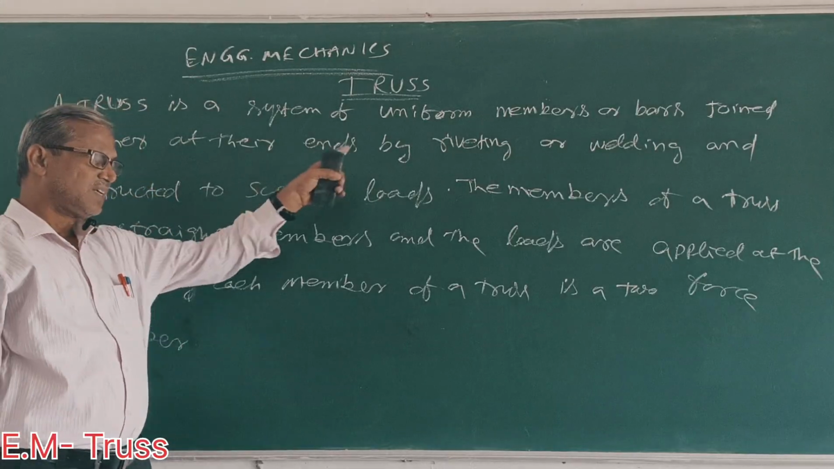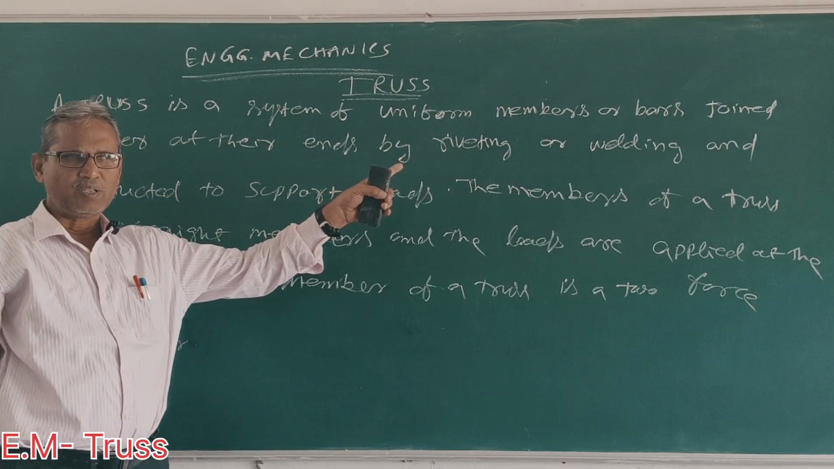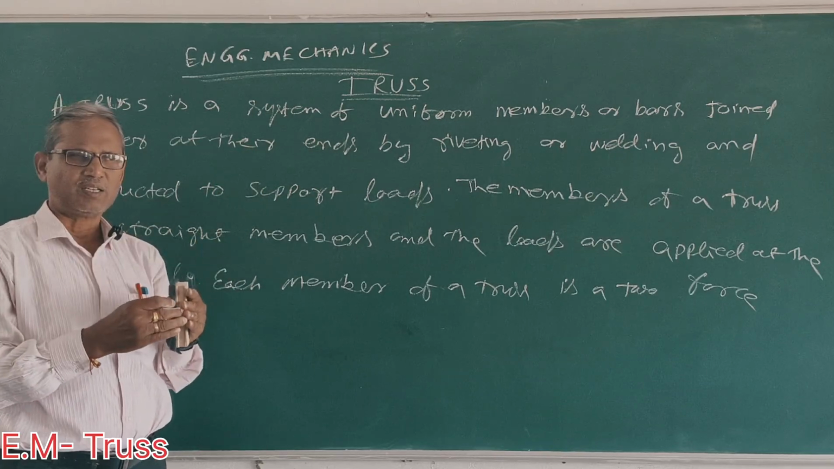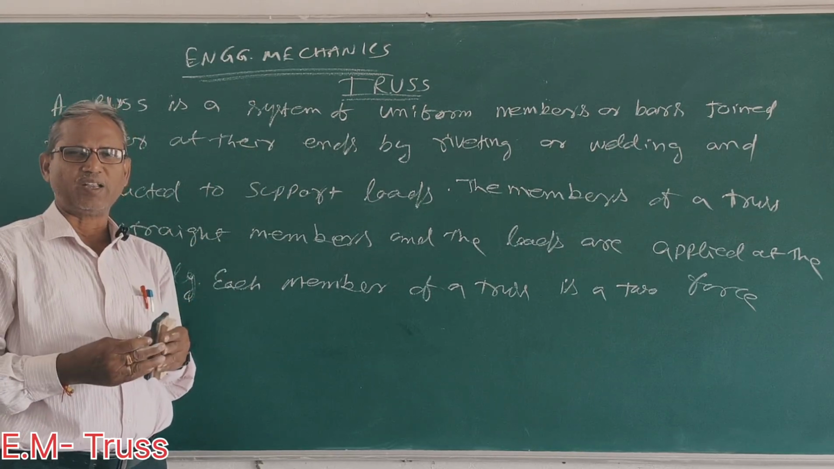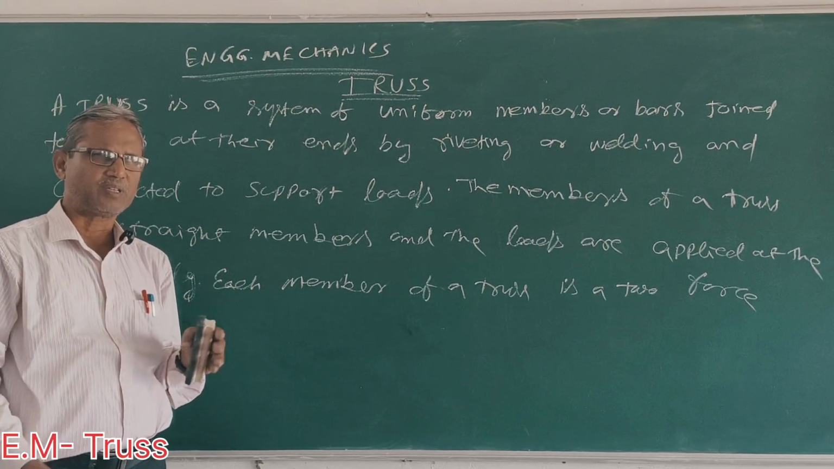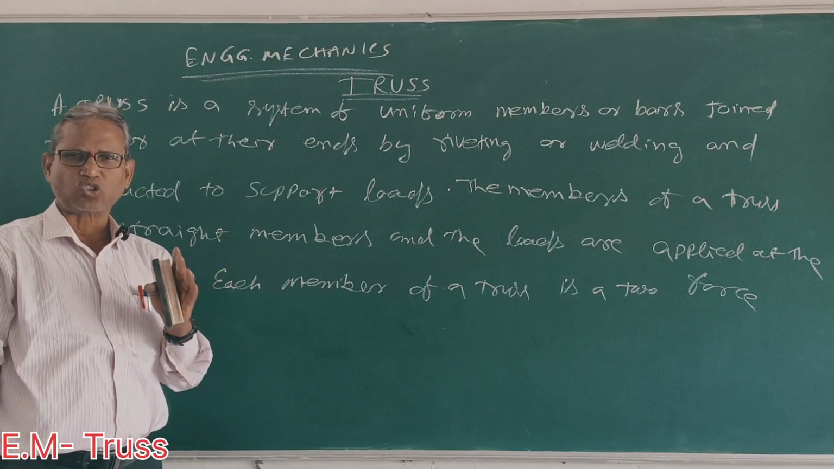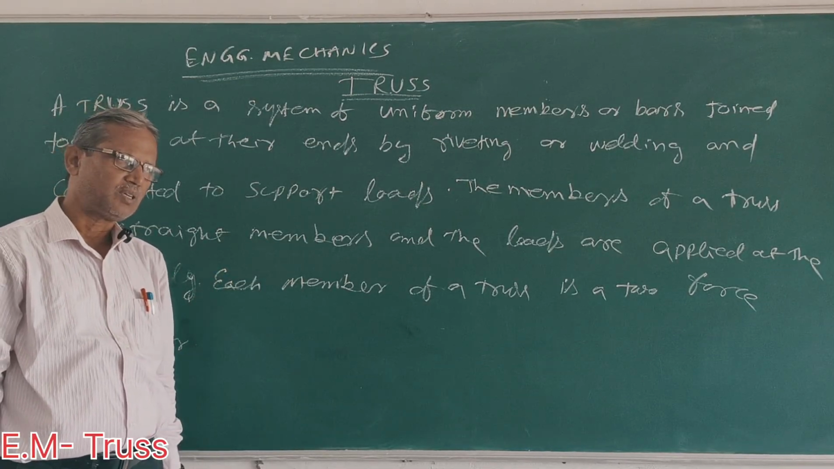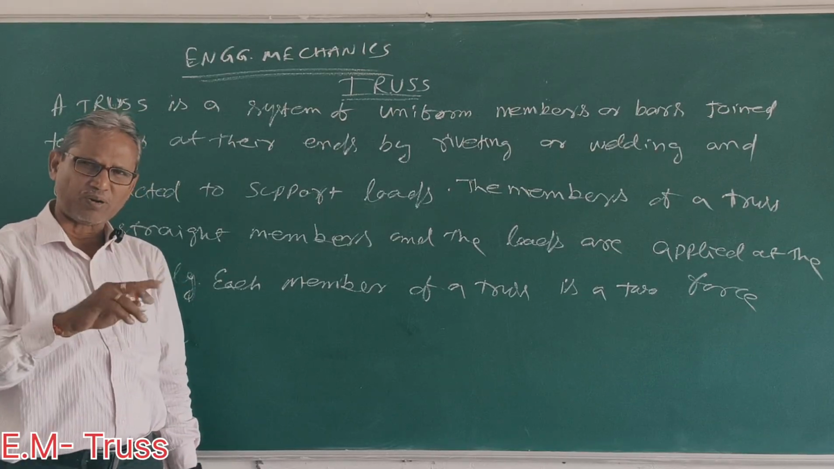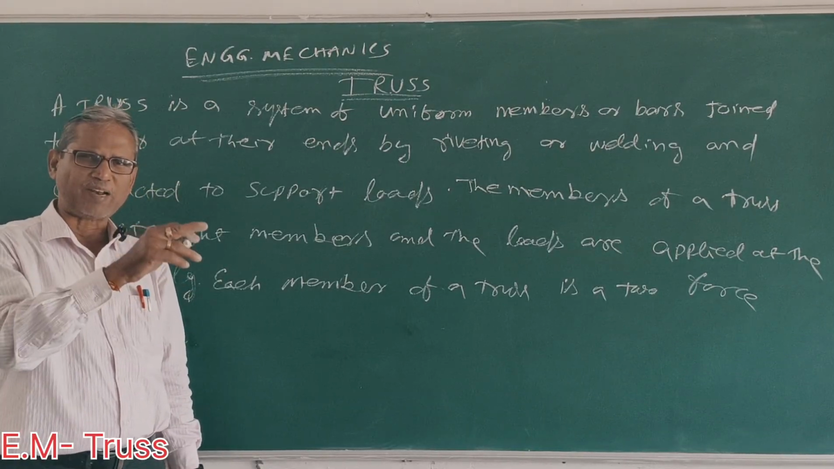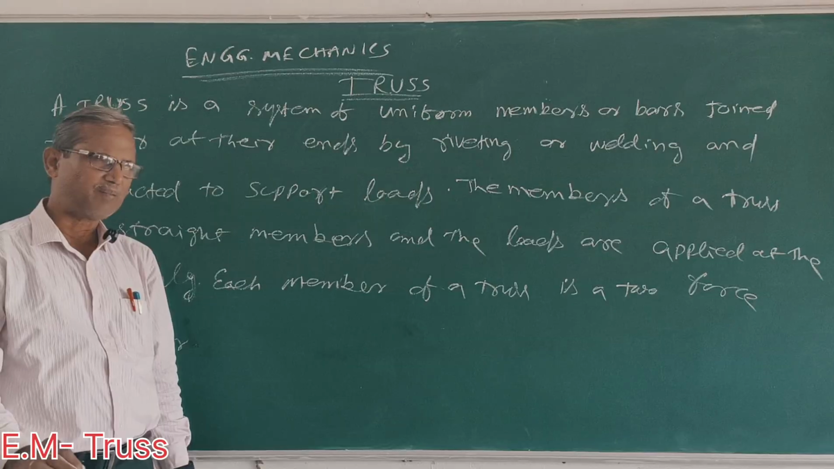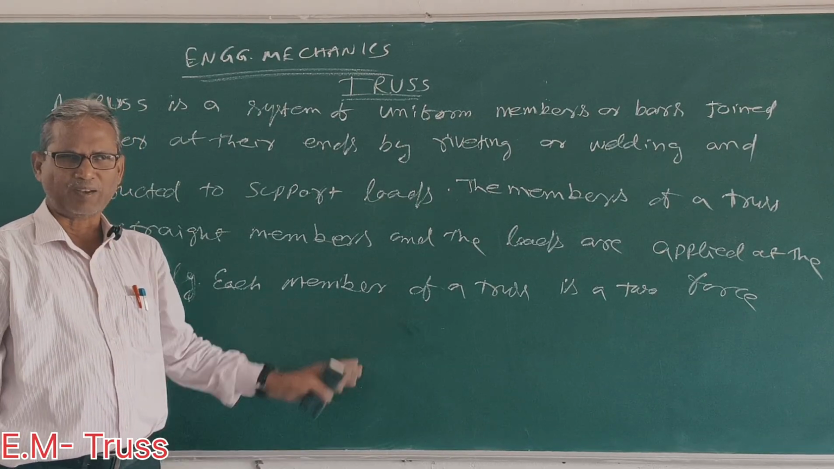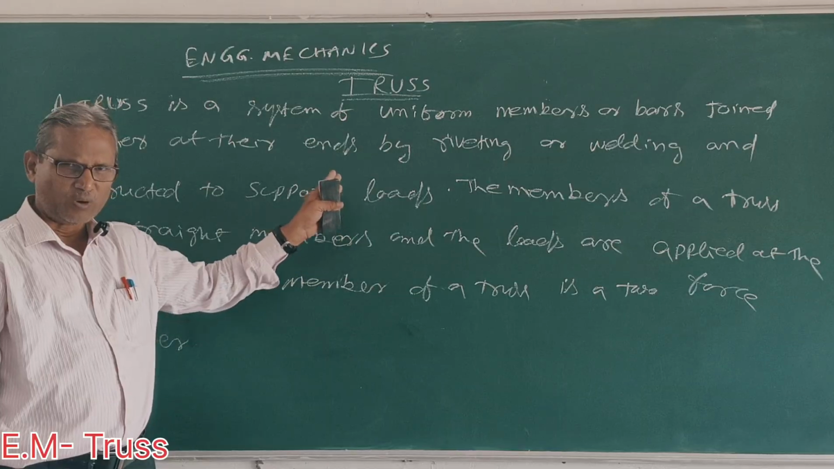A truss is a system of uniform members or bars joined together at their ends, either by riveting, welding or pin connection, and are used to support loads. Its function is to take load. Each member is a straight member and the loads are applied at the joints only. Clear? Each member is a two force member. I will clearly make you understand these points.